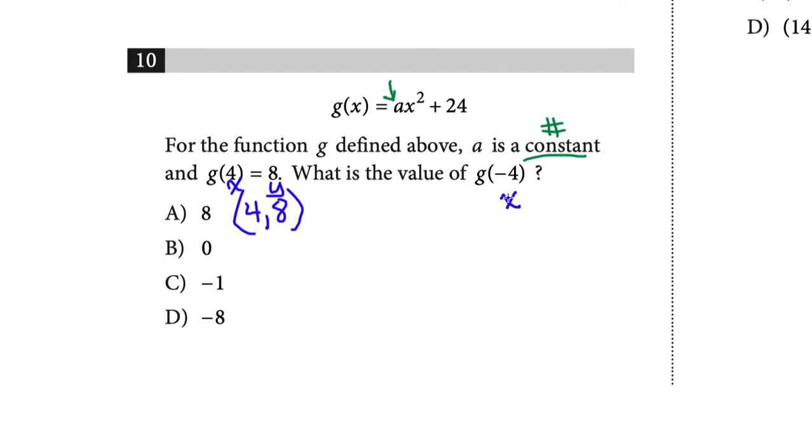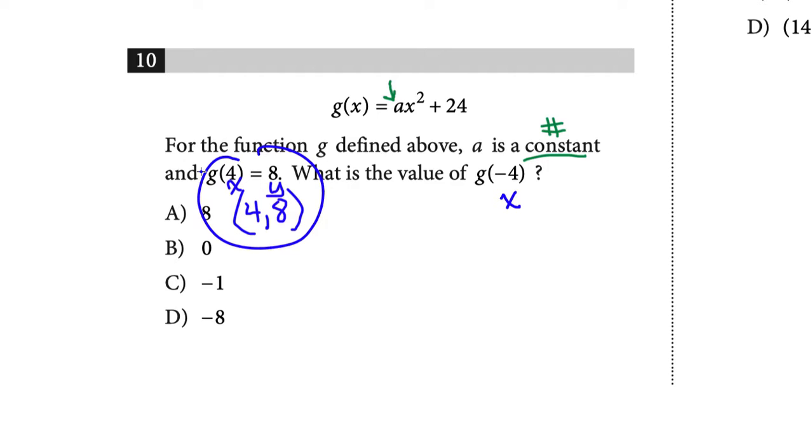I want to make sure that everyone understands the question. The question is saying, if I plug in 4 for x and 8 for y, that works. Then, after figuring that out, I need to figure out what negative 4 is. So the first thing I'm going to do is plug in these and see what happens.